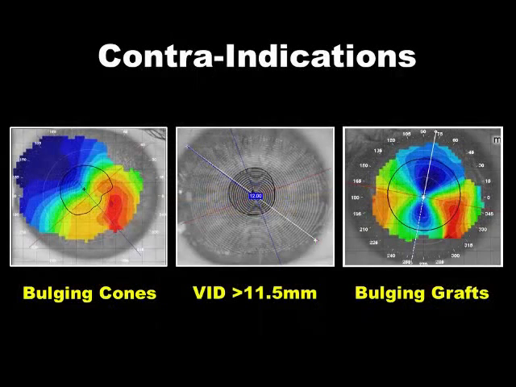So contraindications of the ICD 14.5, the smaller version of the ICD, is any kind of bulging cones or bulging grafts. We would avoid those because the smaller lens has less area underneath to vault over top of these high-depth eyes. The other consideration is stay away from corneas that are larger than 11.5. The 14.5 lens will manage your 11.5 and smaller patients, which is very close to the average visible iris diameter. So it's going to fit a wide range of eyes.